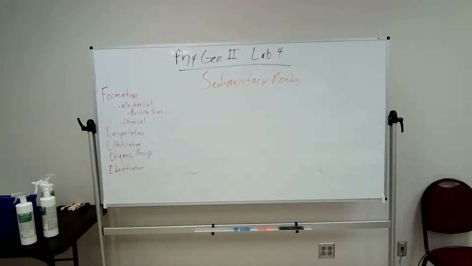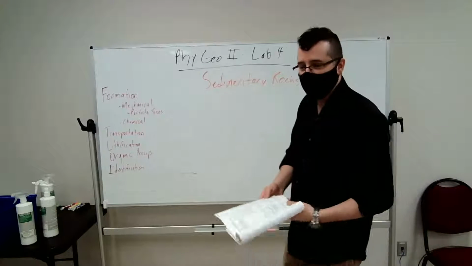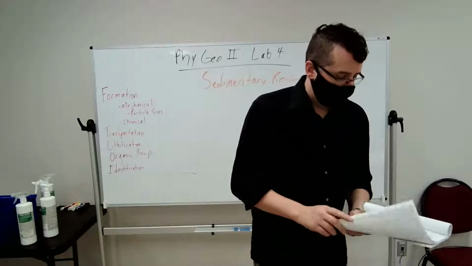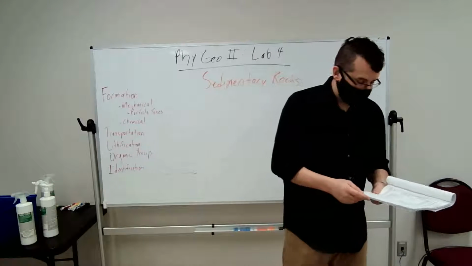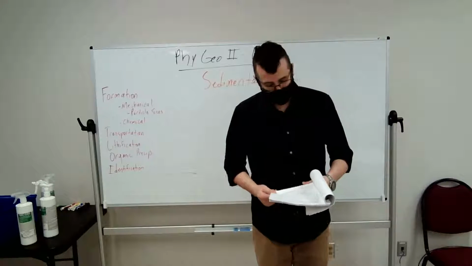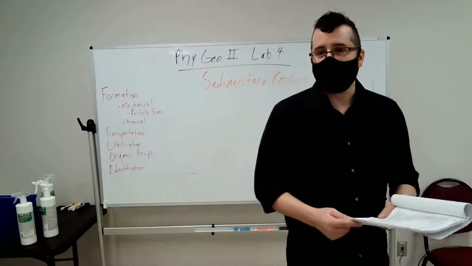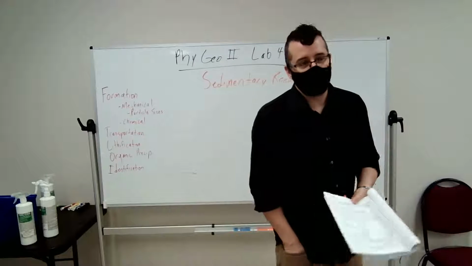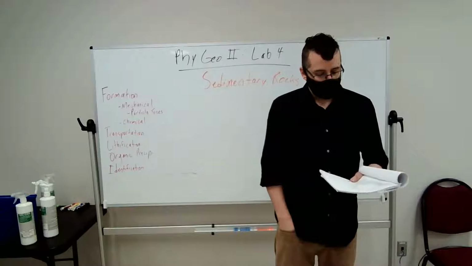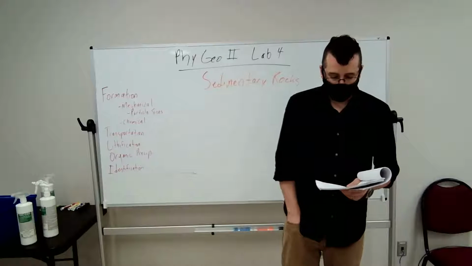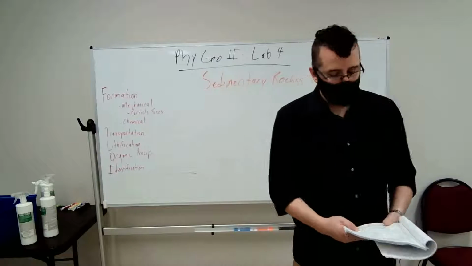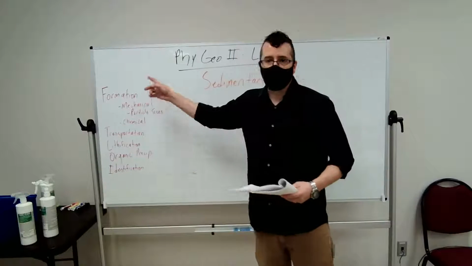Okay, so today, open up your lab manuals to page 33, and we're going to talk about sedimentary rocks. These are rocks that have weathered or been broken down from other rocks and become something else entirely. Like it says in here, these rocks are the most abundant type of rock on Earth's surface. It says for the entire Earth, igneous rocks are most common, but most of them are covered by a thin veneer of sedimentary rocks.